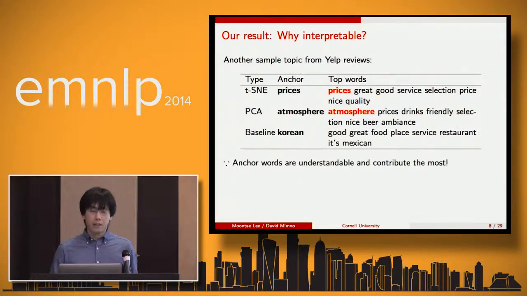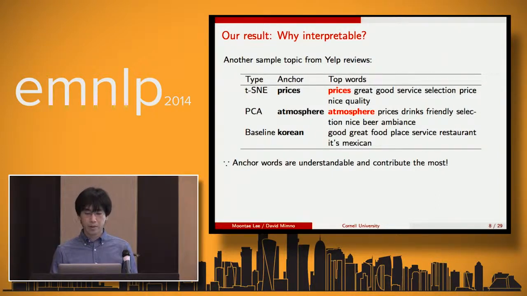And this is another example. Our topic tells about the price aspect of restaurant reviews, associated with service and quality. And another topic achieved by the PCA model is talking about the atmosphere or ambience aspect of the restaurant. But see the third topic.